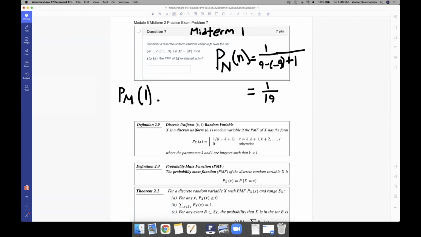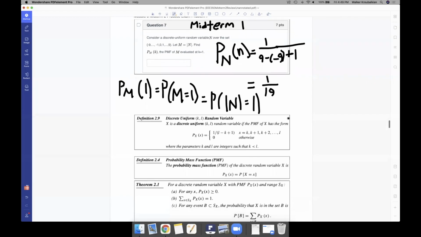this is just going to be the probability that m is equal to 1, right? And because m is the absolute value of n, this is the probability that the absolute value of n is 1, right? So what possible values are there for n such that the absolute value of n is 1? It's just 1 and -1. Yeah.